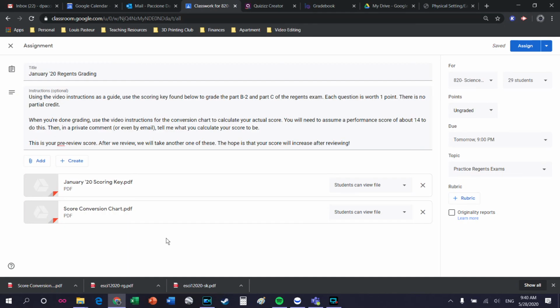Let's go over how to grade your Regents exam. So this is going to be after everything is done. You've completed the multiple choice. You've completed the part two, the part B2 and C. That's the written section. Let's actually understand how to score this.